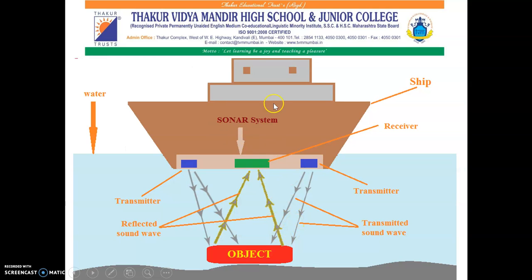Let us understand this mechanism with the help of this diagram. Over here you can see there is a ship with a sonar system at the bottom. Over here there are transmitters which transmit the sound waves. These sound waves travel in the downward direction. When they hit an object, they are reflected back and they reach the receiver. The receiver converts the ultrasound into electrical signals and these signals are properly interpreted. The time difference between the transmission and the reception is noted. This time and the velocity of sound in water give the distance from the ship of the object which reflects the waves.